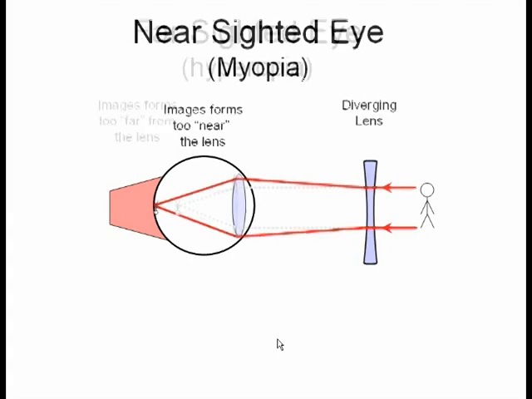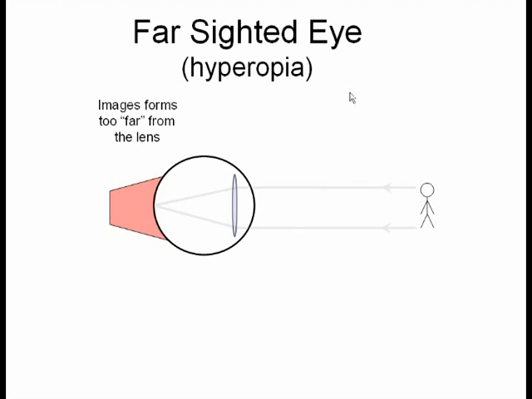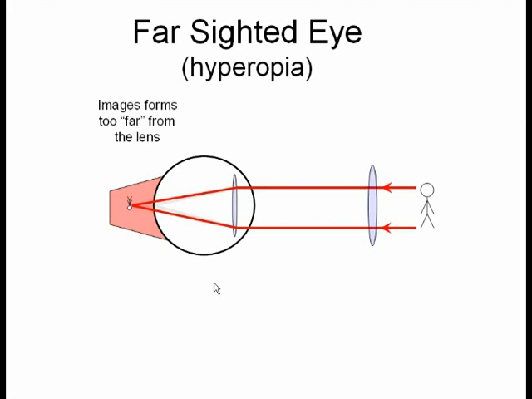The opposite of nearsighted is farsighted. This is called hyperopia. For hyperopia, these light rays focus too far from the lens, so it's beyond the retina here. To solve for this one, we're going to need the other lens, a converging lens, because we need to converge these two light rays closer together to move that focus point up.